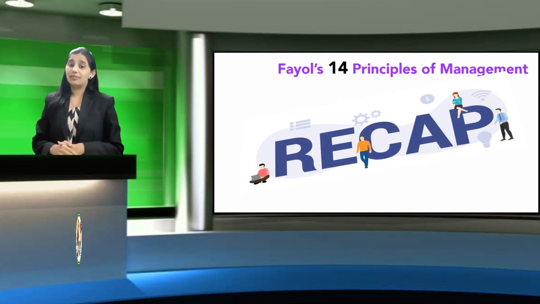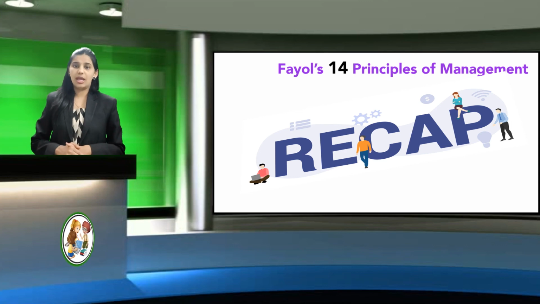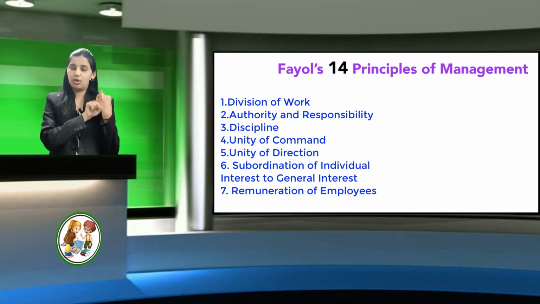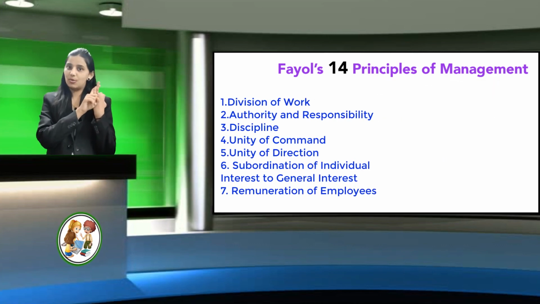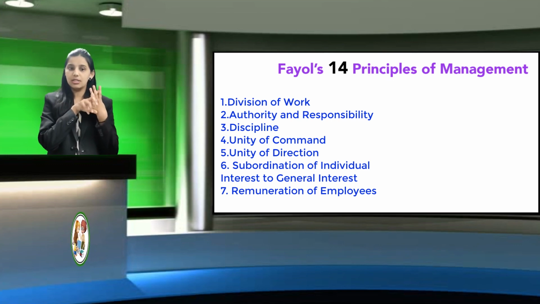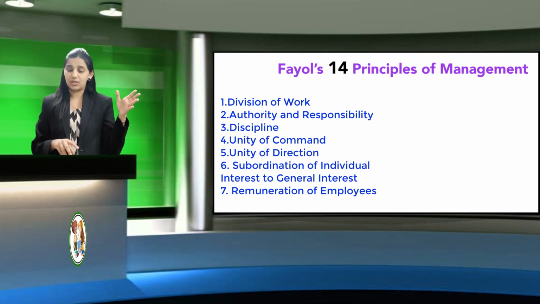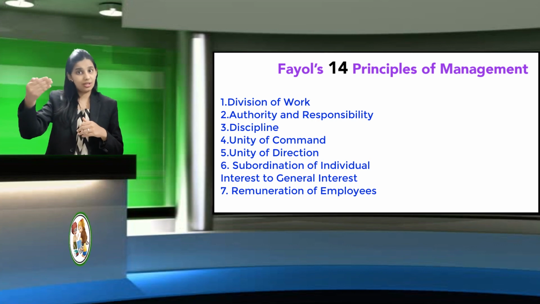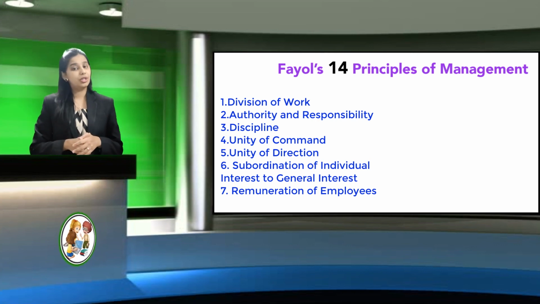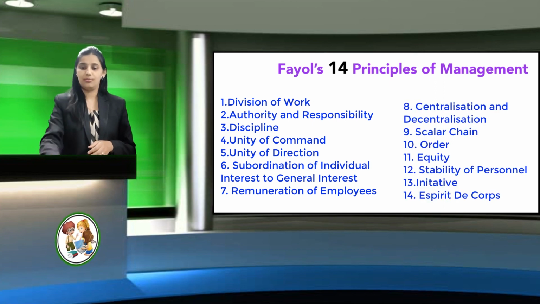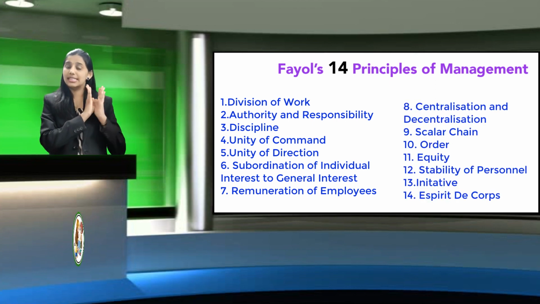So let's have a quick revision of what we learnt in today's video, and we'll end the video here. So what are the 14 principles of Henri Fayol? The first is division of work. Second is authority and responsibility. Third is discipline. The fourth is unity of command. The fifth is unity of direction. The sixth is subordination of individual interest to general interest. The seventh is remuneration of employees. Eighth is centralization and decentralization. The ninth principle is scalar chain.